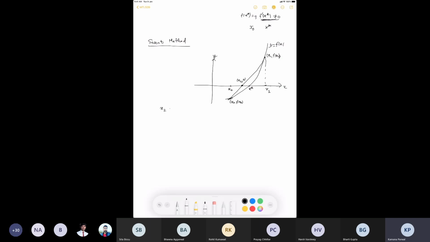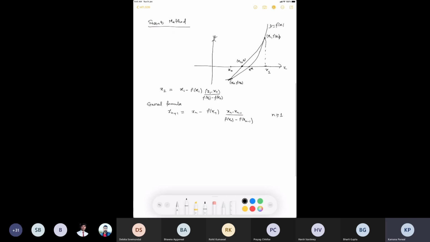If you try to find x2, you will get it as x1 minus f(x1) times (x1 minus x0) divided by f(x1) minus f(x0). If you repeat this process, you can compute x3, x4, and so on. So what is the general formula? The general formula is x_{n+1} = x_n minus f(x_n) times (x_n minus x_{n-1}) divided by f(x_n) minus f(x_{n-1}). This is how you can generate the sequence of iterates.